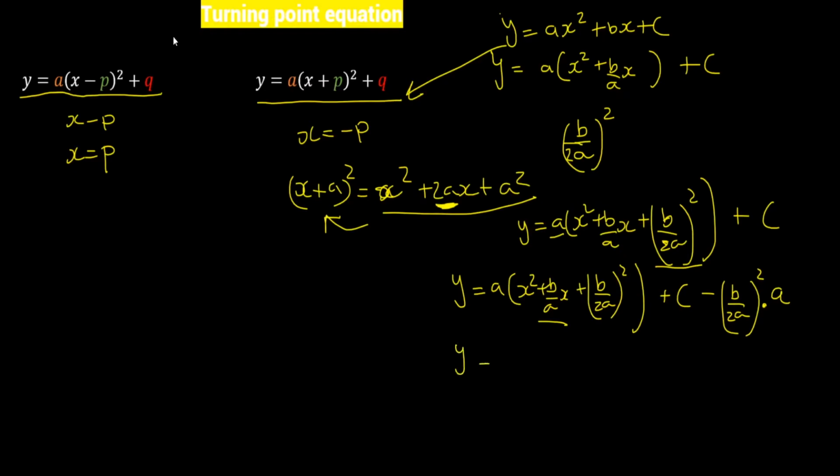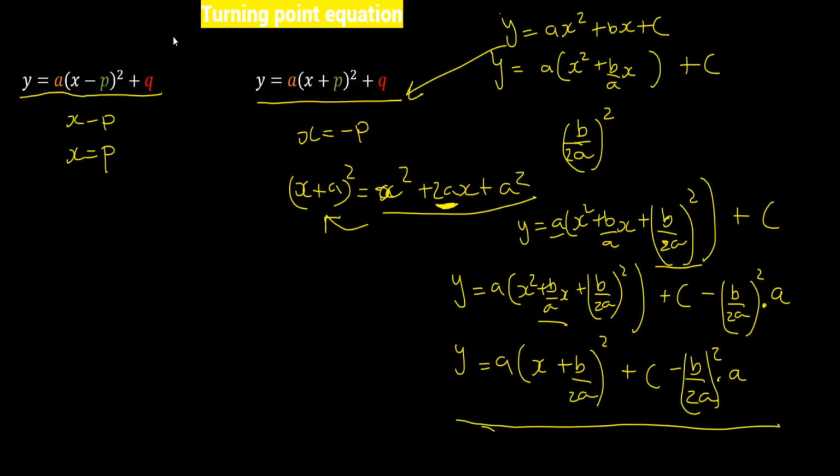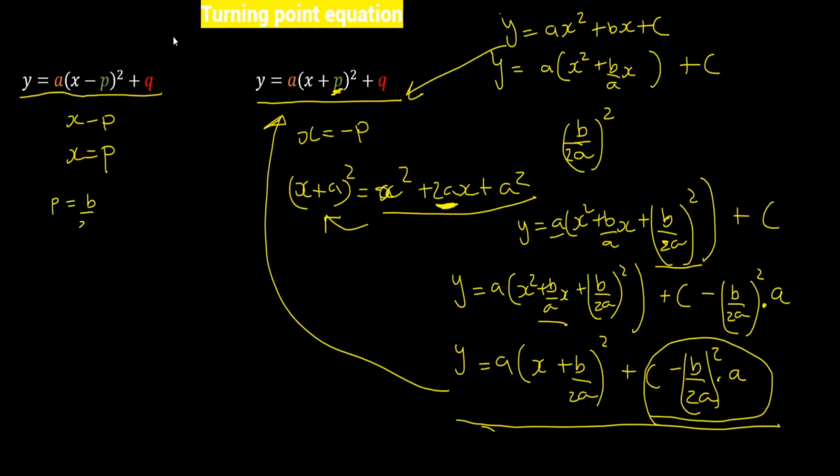And now we can take this to a perfect square, and we have y equal to... and we have that as our equation. And this is your turning point equation. So we go back, and you can see that this equation is similar to that equation. From that equation, you can pick up that the value of p is b over 2a. So that means x is equal to minus b over 2a in this case.